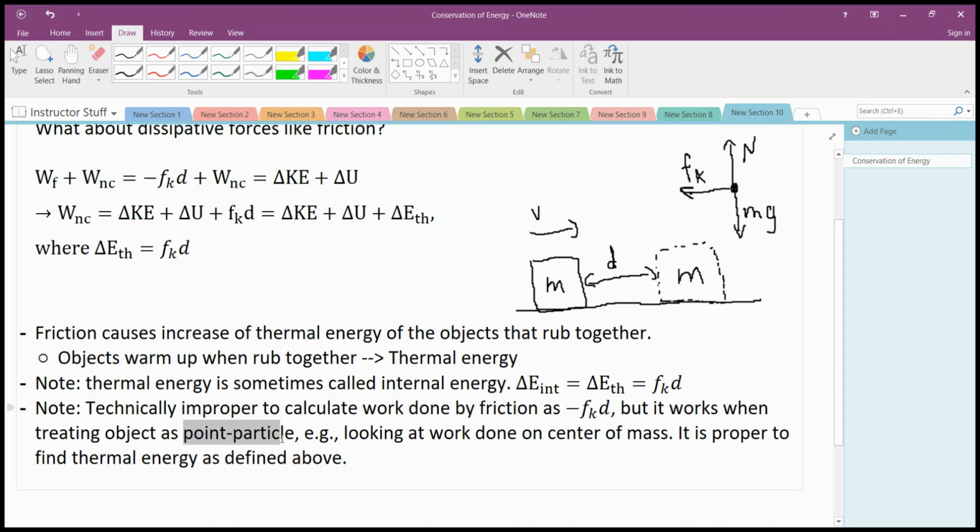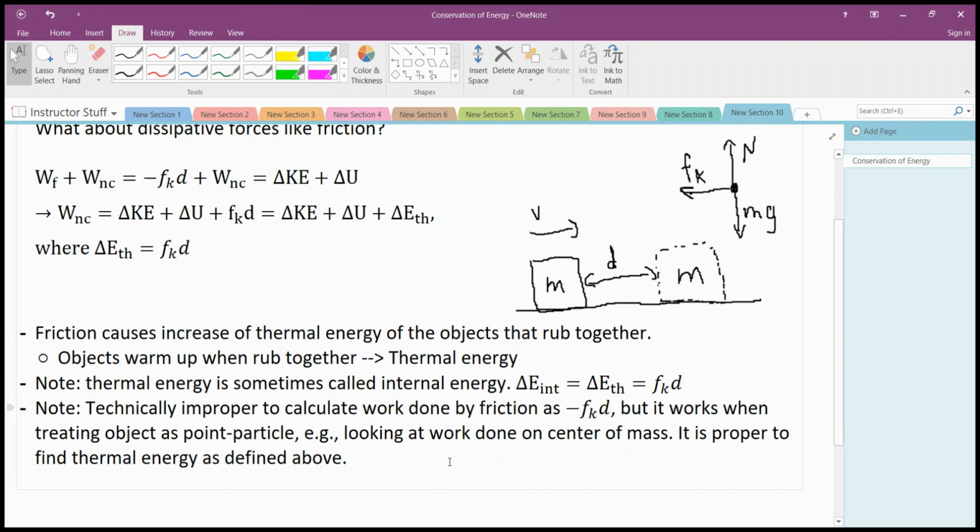So this will be true if you model your object as a point particle, which means in particular, it is true if you're looking at the work done on an object's center of mass. And we'll get into center of mass a little bit later, but it's a way that you can treat an extended object like this as a little point particle at its center. So if you're looking at the work done on the center of mass, or on your object treated as a point particle, you may use this to calculate the work done by friction.